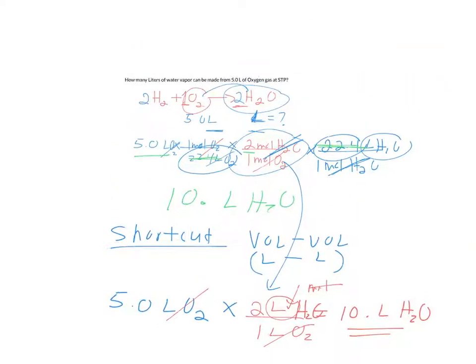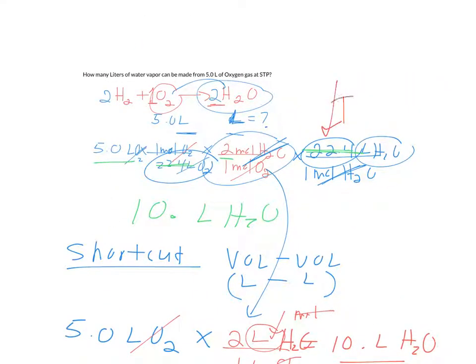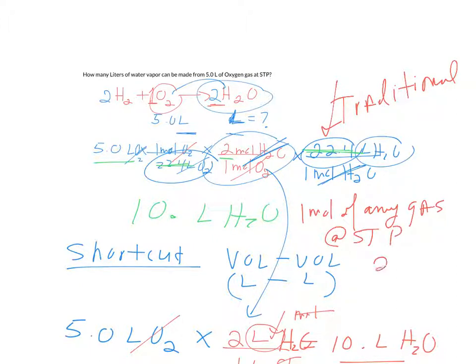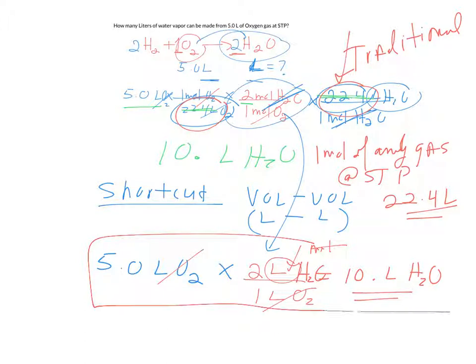You don't have to take the shortcut. You could do it this way, which is the traditional way, by realizing that 1 mole of any gas at STP takes up 22.4 liters of volume. But the shortcut comes because the 22.4 shows itself as a numerator and a denominator in the expression, and therefore cancels out, leading you to this nice little shortcut way of calculating volume problems.